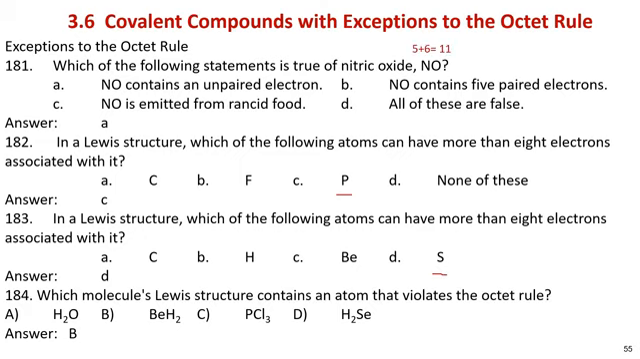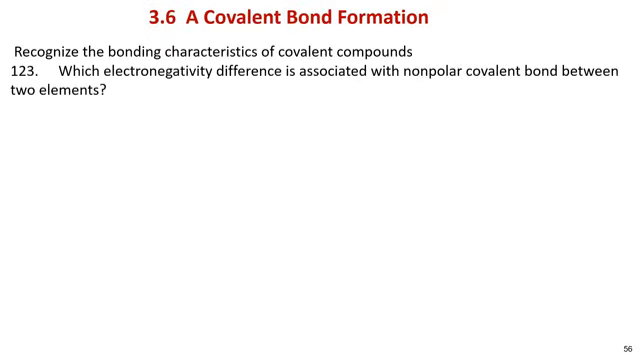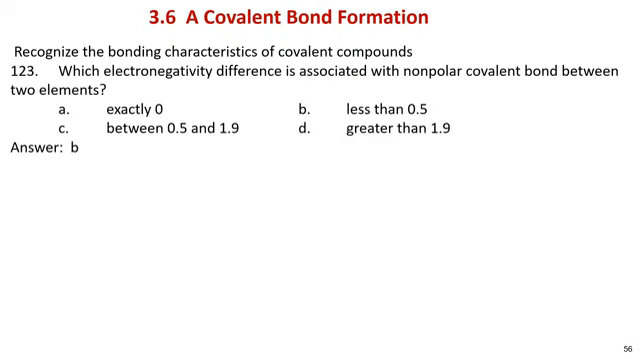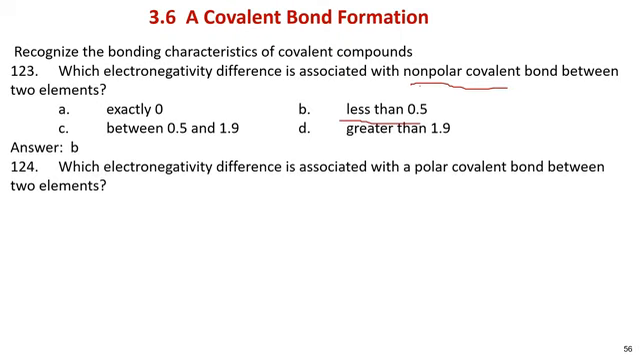Which one is a non-polar covalent bond? Remember we talked about 0.0 to 0.5 is non-polar, 0.5 to 1.9 is polar, greater than 1.9 ionic. Non-polar, B is the correct answer.